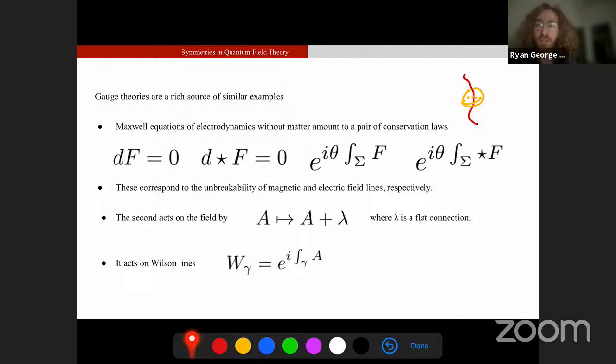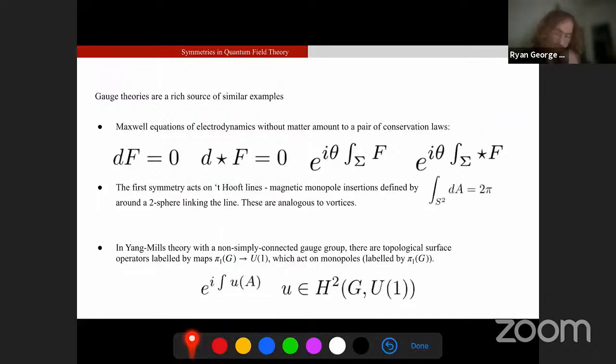If you look at the canonical commutation relations, you can figure out what these do to the fields. And actually this one, like before, doesn't do anything, but the second one shifts A by a flat connection. You can think about this flat connection as being Poincaré dual to this surface. And therefore the second one here acts on the Wilson lines. So if you write this operator, which computes the Aharonov-Bohm phase around some curve gamma, when we shift by lambda, this integral can shift. We can get a phase here. So this one acts on these Wilson observables, but like before, the first one doesn't act on any function that you can actually write in A.